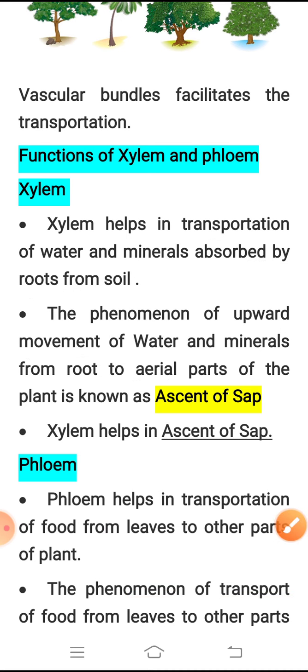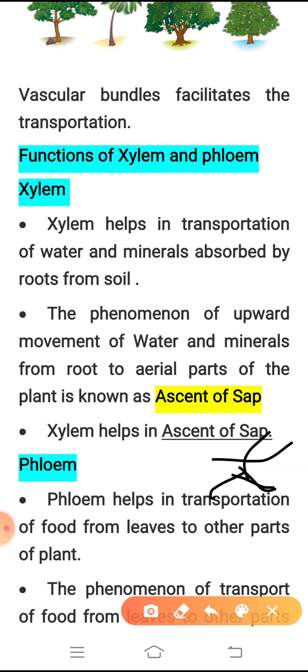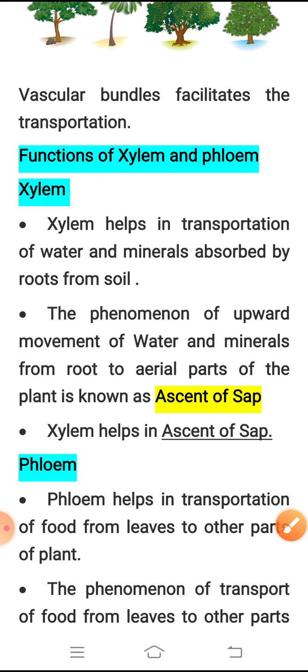I repeat, whatever minerals and water are received by the root hair have to be transported from the root to the plant. This upward movement of water and minerals from the roots to various parts of the plant is called ascent of sap. For the ascent of sap, the xylem helps to conduct the water and minerals.